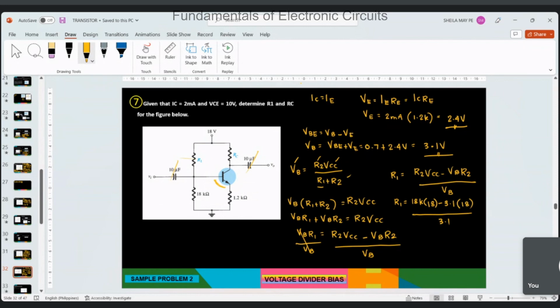So R1 would be 86.52 kilo ohms. Complete. Nanatay R1. Atong pahitaon na lang si RC. Unsa na to papangita si RC?